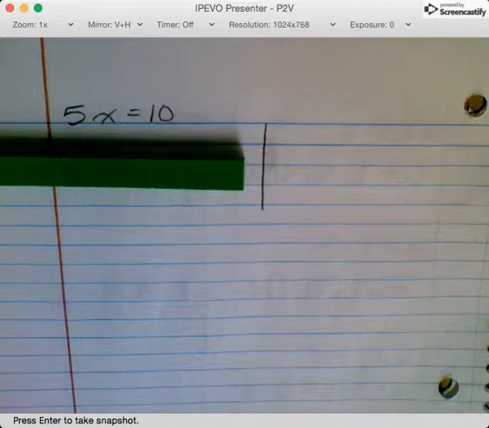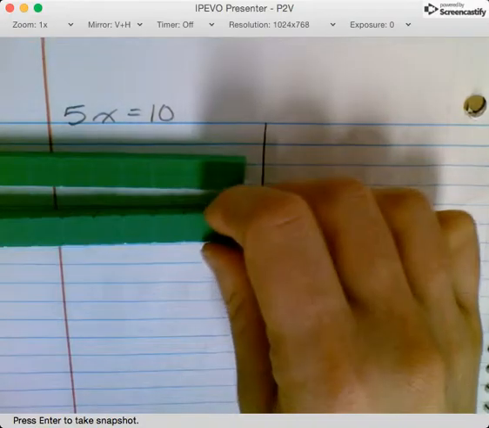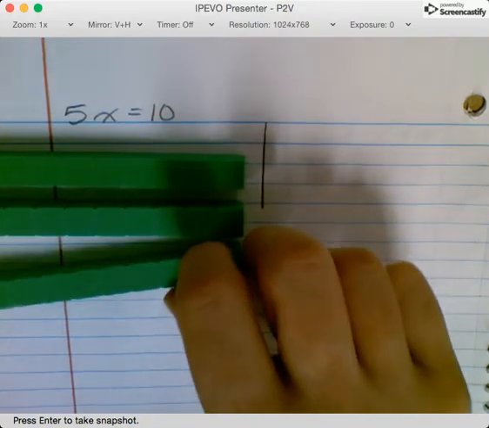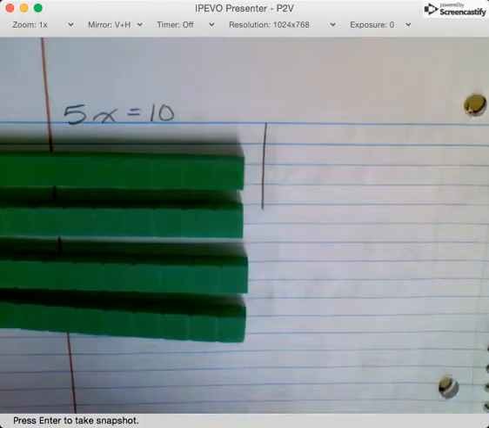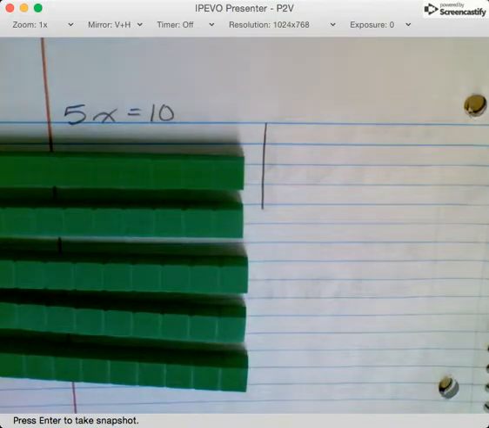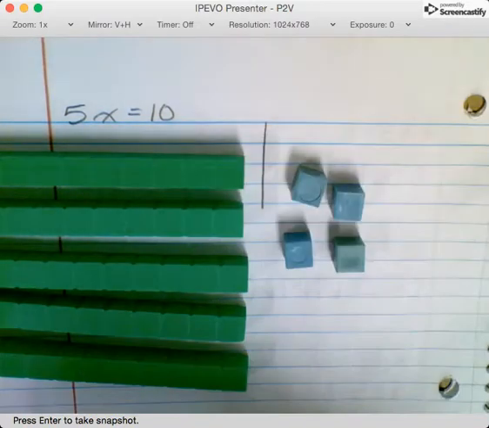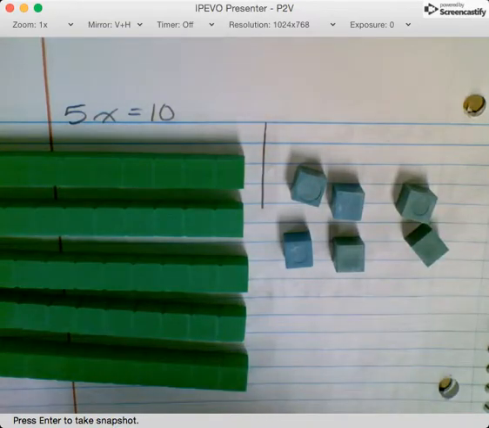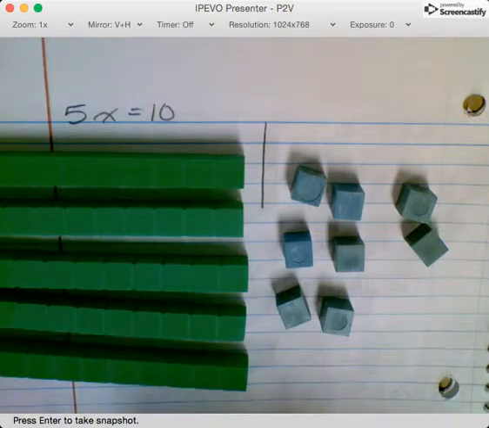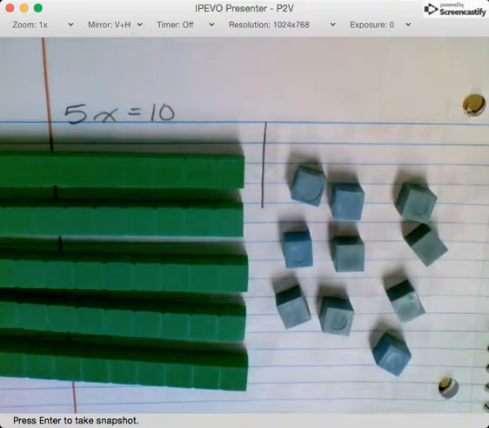And in these, when we multiply, 5x equals 10, that means we have 5 x's. So we have 5 of these. And then on the other side, we're going to put just our regular blocks. And I'll try to count out 10 here. Okay, so we should have 10 blocks.